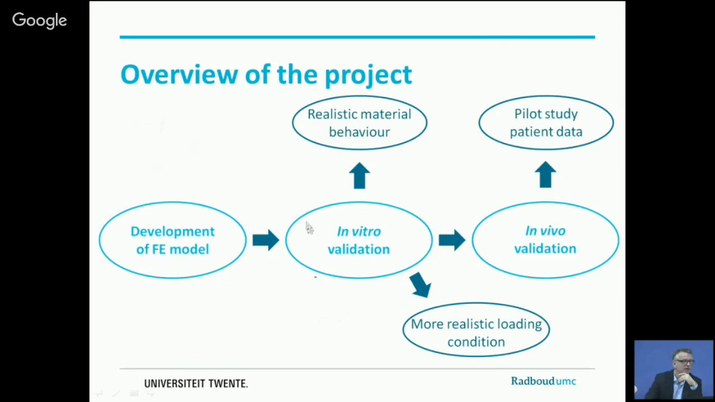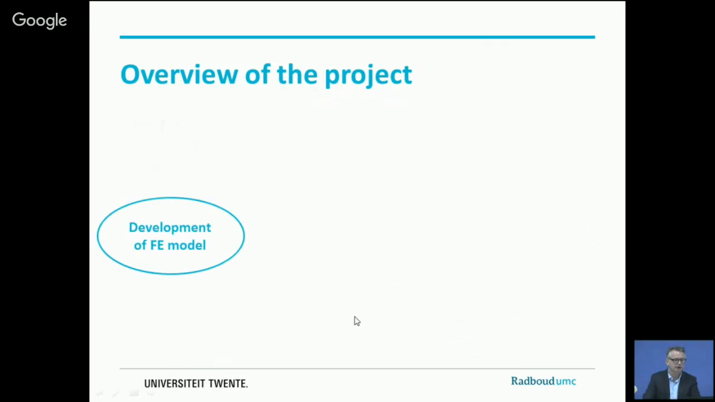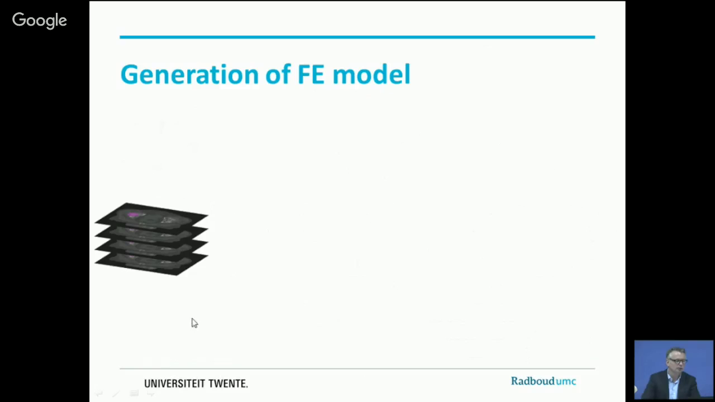We do a validation, because every model needs to be validated before we can use it clinically. And there are certain aspects that we need to have a realistic material behavior. We need to have realistic loading conditions. And then we can simulate patients, and we check how these patients are doing clinically. If we predict bone fracture and they don't fracture a bone, our model is not right. Okay? So we develop a finite element model, and we do this by using CT scans.